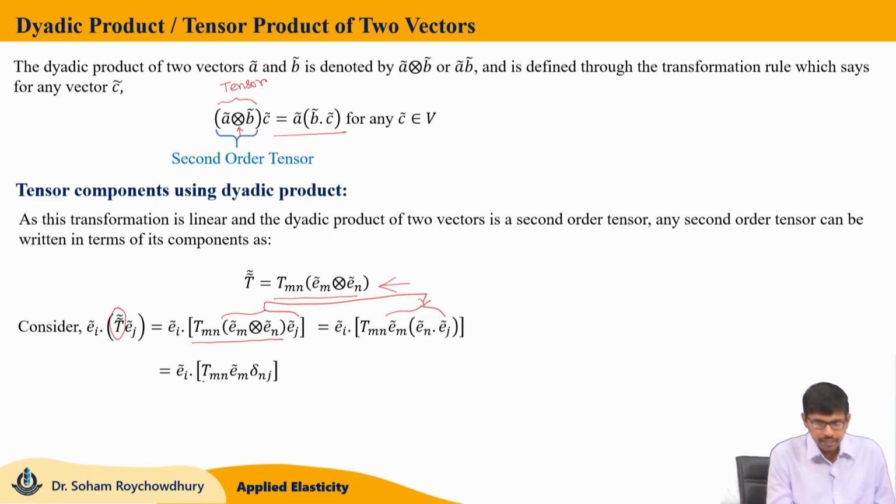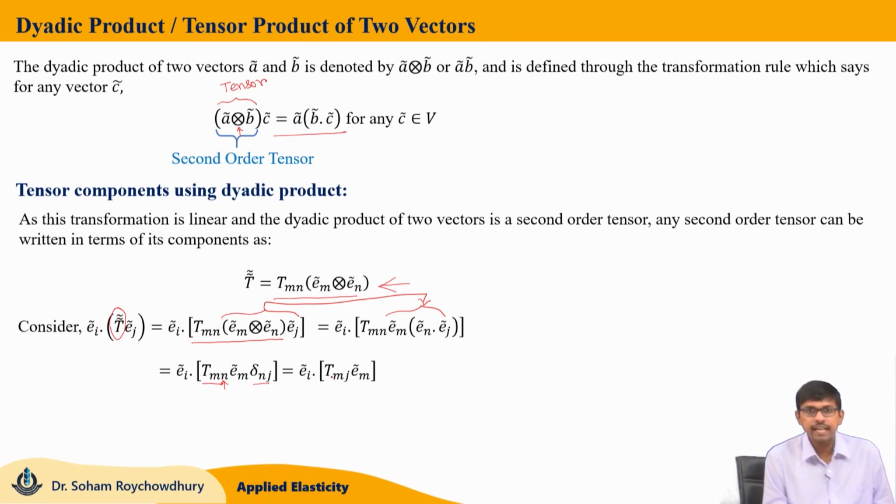Now, T_mn and delta_nj both are scalar quantities, and with the help of the property of Kronecker delta, these two, T_mn and delta_nj, can be combined into a single term T_mj. n is replaced with j here as it is multiplied with the Kronecker delta. So, that overall expression becomes e_i dot T_mj e_m.